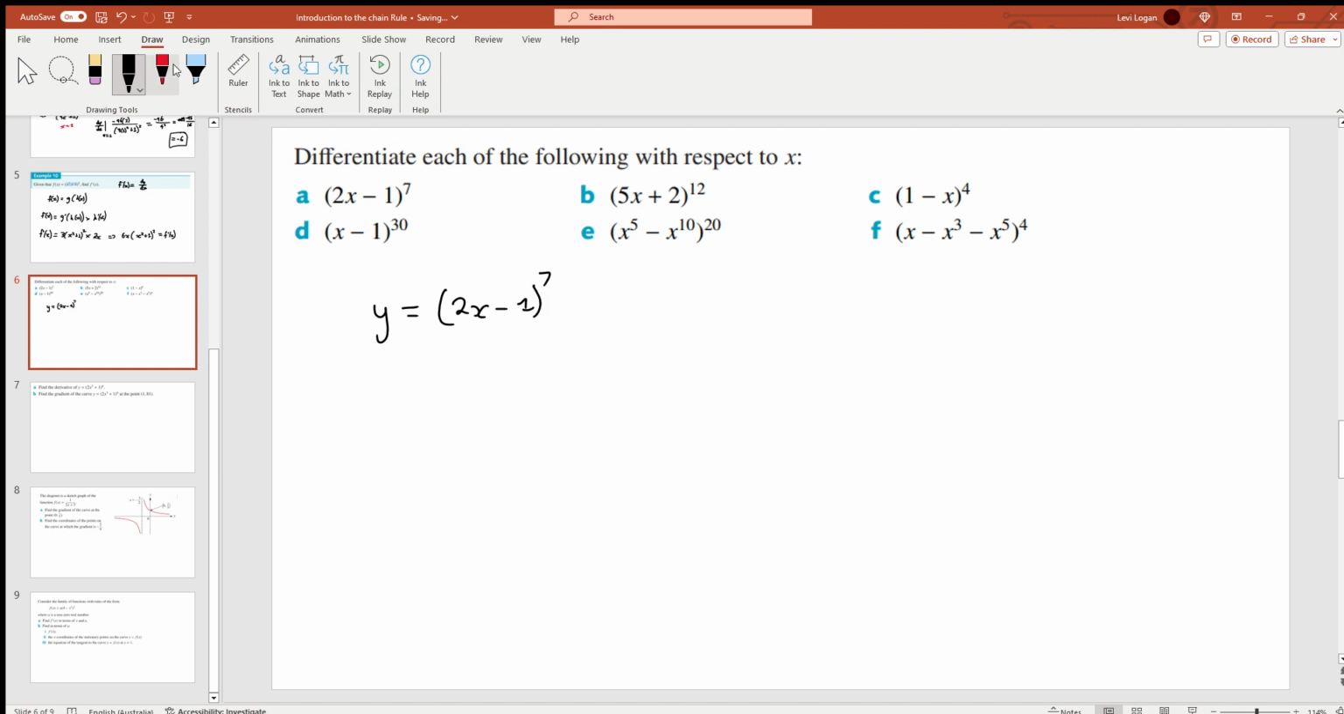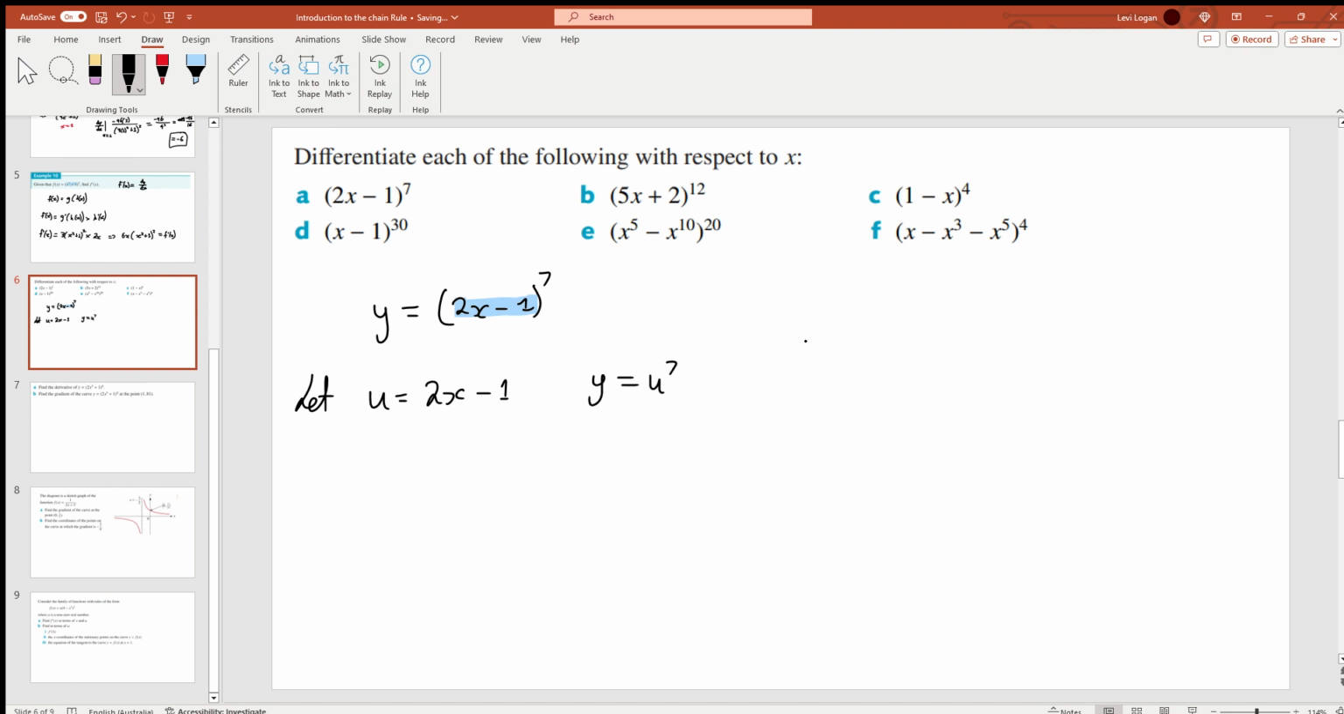First of all we need to identify our inside function. So our inside function is here. What we're going to do is let that equal u. So let u equal 2x minus 1. If I substitute u into here, that means y is going to be u to the power of 7.